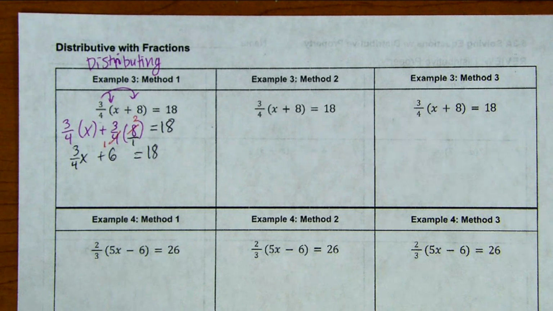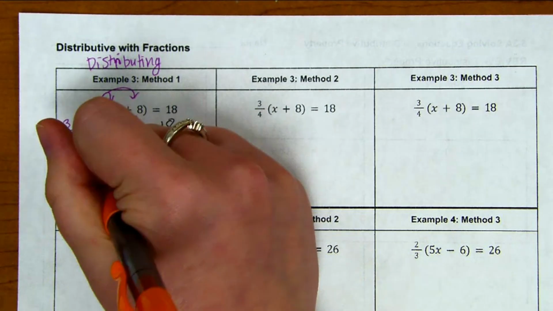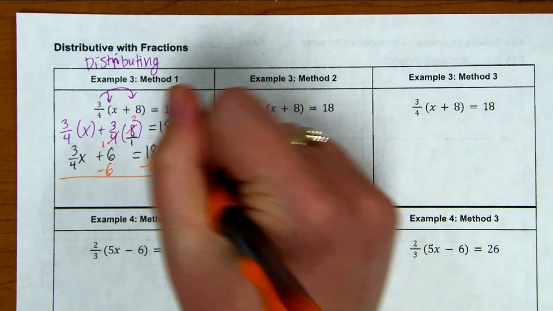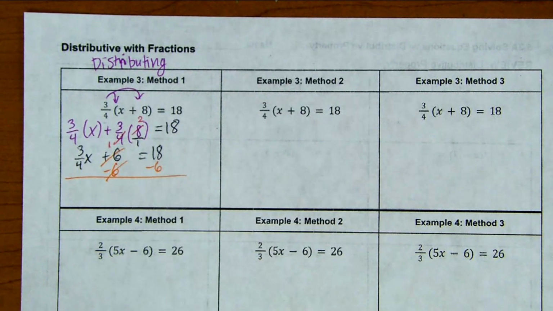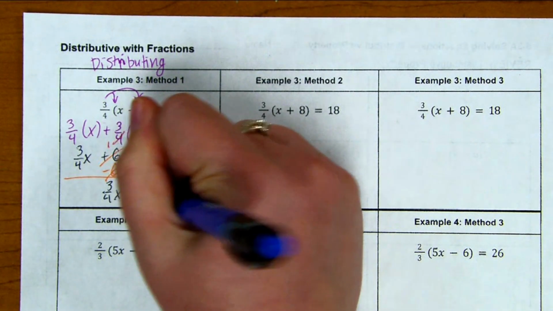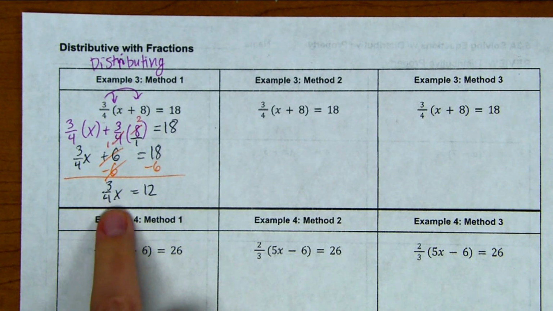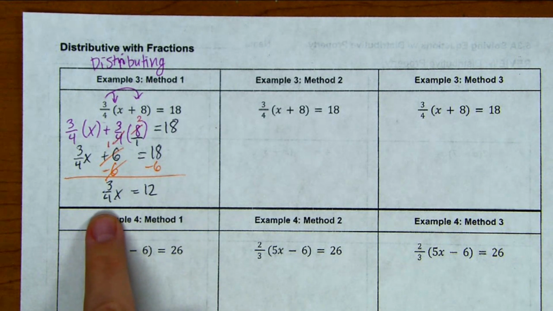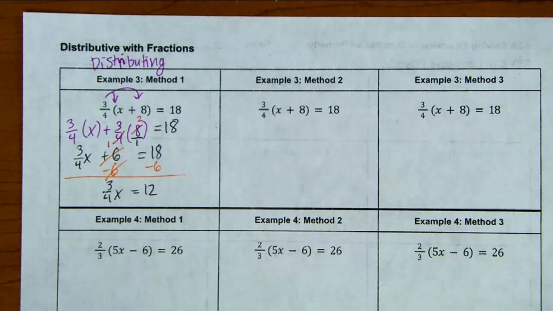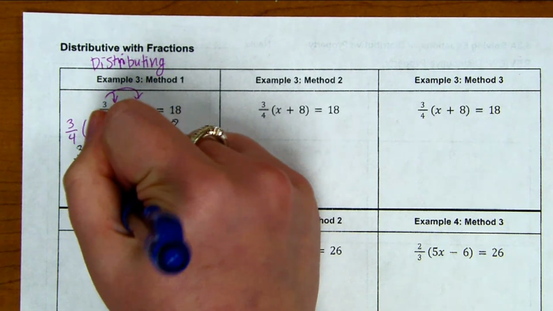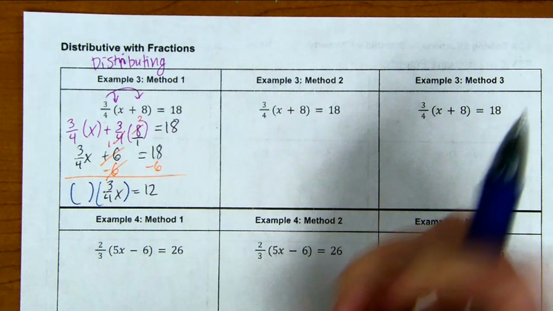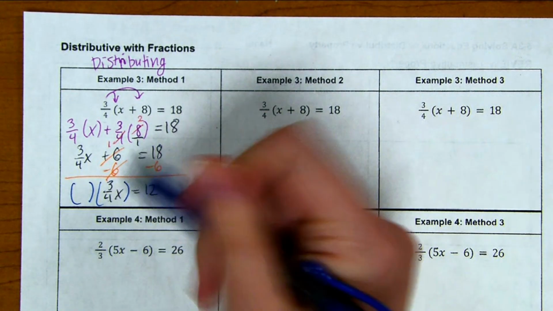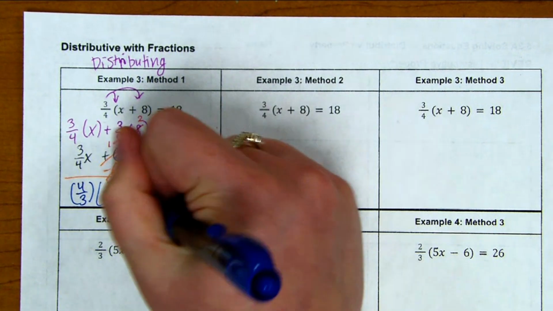I want to remove the 6 first, so I can cancel out adding 6 by subtracting 6 from both sides. So we'll have 3/4 x equals 12. Now 3/4 and x are being multiplied together. However, we could divide both sides by 3/4, but that's pretty difficult to do. So instead of dividing both sides by a fraction, we are going to multiply both sides by the reciprocal. So the reciprocal is when you take a fraction and you flip the numerator and the denominator. So the reciprocal of 3 over 4 will be 4 over 3. And I'm going to multiply that amount to both sides of the equation.